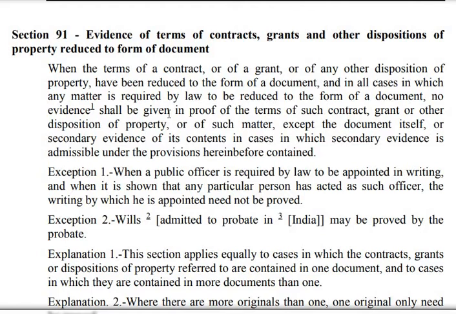So now let's see the exceptions and explanation. Then we will move into the second part of section 91. Exception 1. When a public officer is required by law to be appointed in writing, and when it is shown that any particular person has acted as such officer, the writing by which he is appointed need not be proved. So basically they are creating two exceptions here.